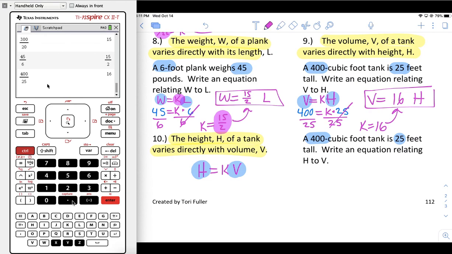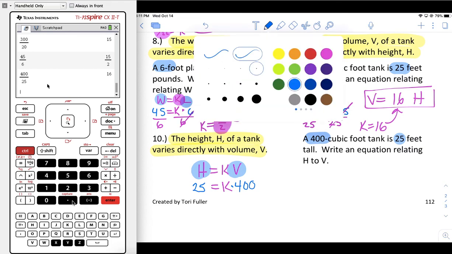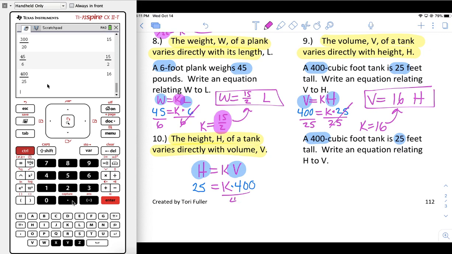So our numbers are going to be plugged in a little bit differently. We keep our equals K, but we're plugging in 25 for my height, 400 for my volume. So this time, who's with K? Hopefully you're seeing that there's a 400 that we need to get rid of. So we're going to divide by 400 on both sides. This is not the same answer, guys. If you type in 25 divided by 400, you should not get 16. You should get 1/16.